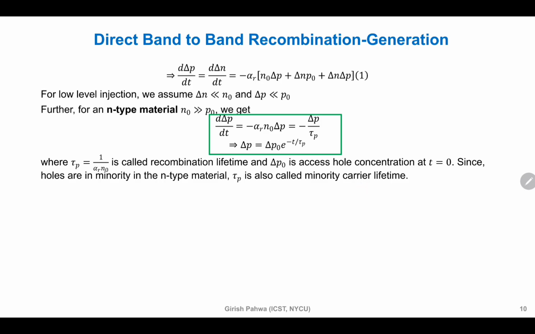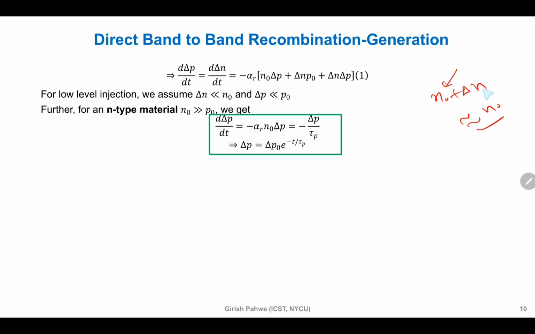Why am I talking about the minority carrier, not the majority carrier? You have an N-type material, and now you generate these extra electrons and extra holes. Which one will be impacted more, the hole concentration or the electron concentration? N naught is already very large. If you add some delta N in an N-type material, this is still N naught, assuming that I am talking about low level injection, where delta N is much smaller than N naught. So this is approximately N naught.